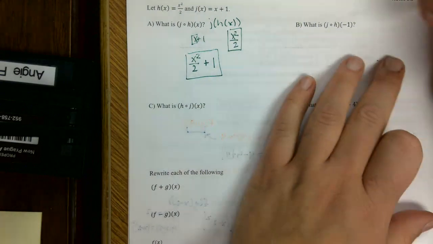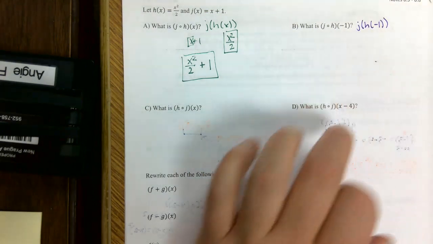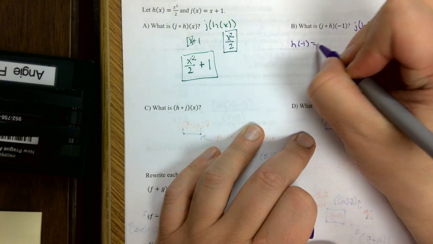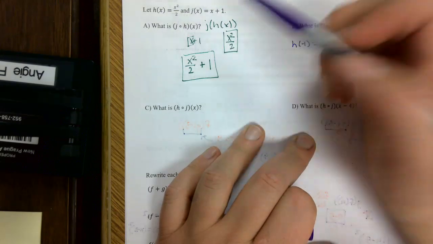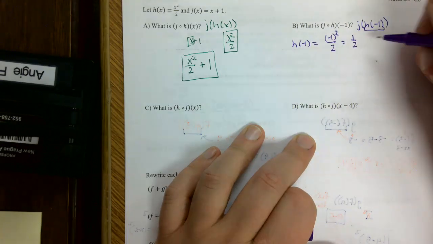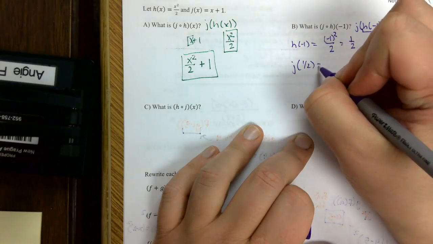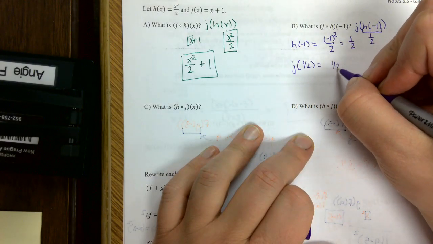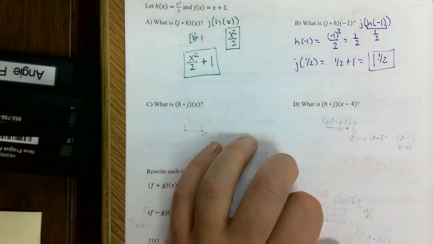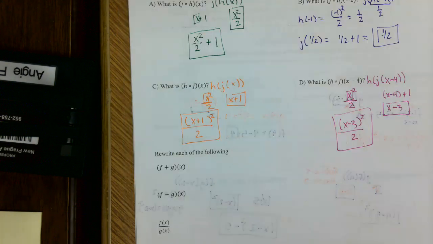So if I look at B, now I'm starting with a number. I should end with a number. So again, I'm going to rewrite it, evaluate this portion first. So I plug -1 into my function of h. This is where you have to make sure to have parentheses. So this becomes 1/2. So this right here is equal to 1/2. J evaluated at 1/2 is 1/2 plus 1, which is equal to 1.5. You could definitely write that as 1 1/2. That's okay. I want you to try to do C and D by yourself now.